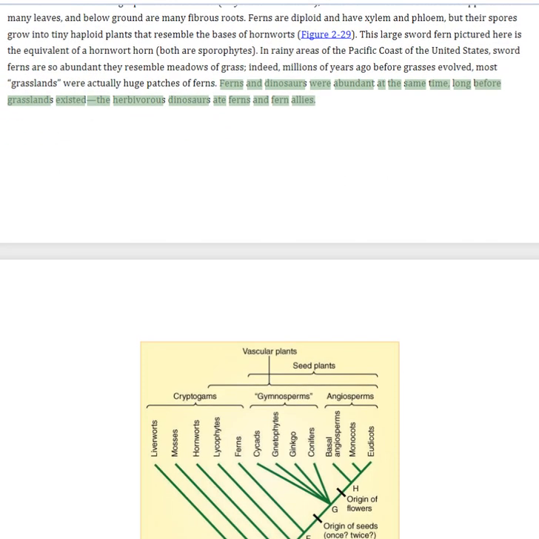Ferns and dinosaurs were abundant at the same time. Long before grasslands existed, the herbivorous dinosaurs ate ferns and fern allies.